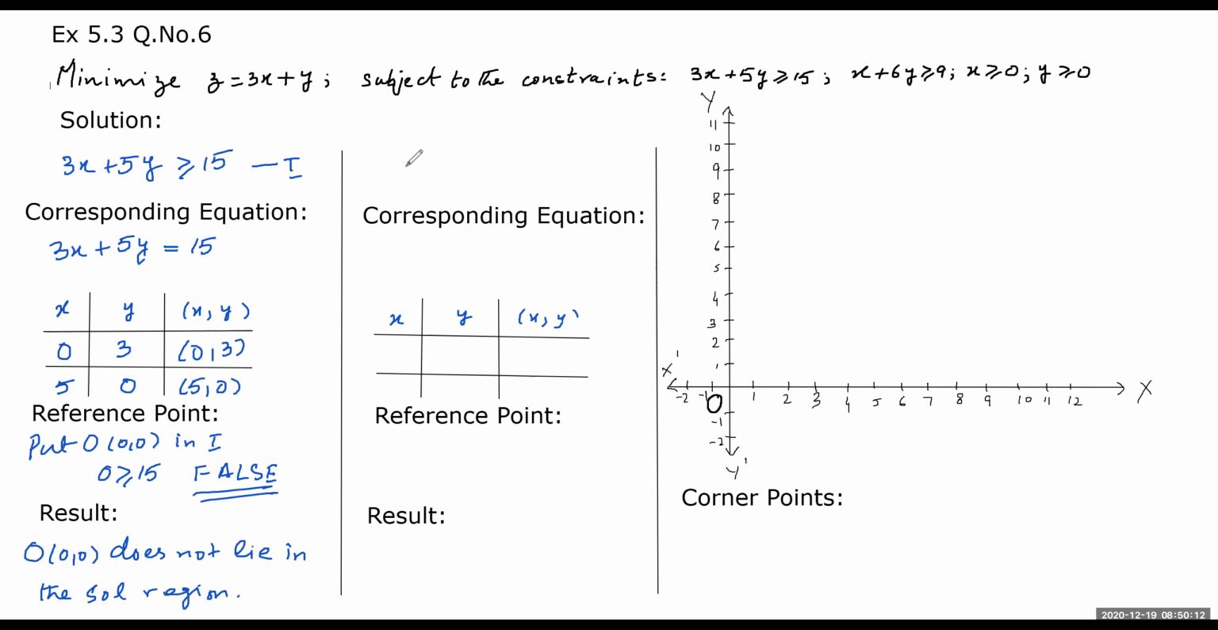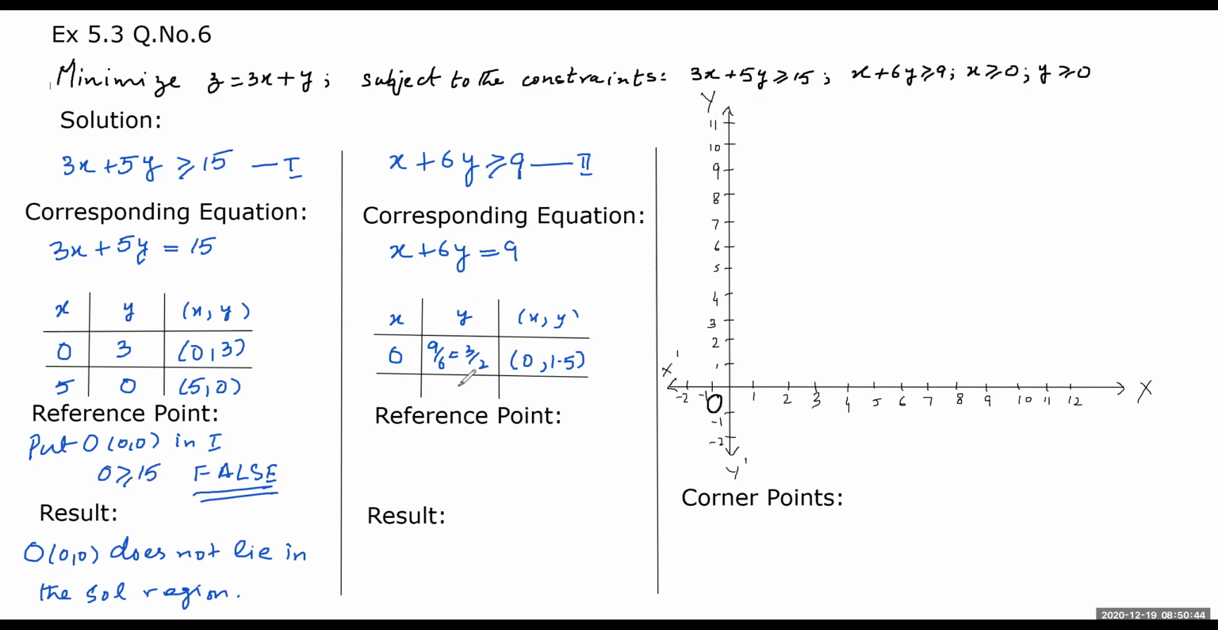Now we go for the next inequality, which is x plus 6y is greater than or equal to 9. Name it number 2. Its corresponding equation becomes x plus 6y is equal to 9. Put x equals 0, you get y equals 9 by 6. After simplification, it becomes 3 by 2, and I'm going to write it as 1.5, because I have to plot it on the graph paper and I can draw 1.5 easily.